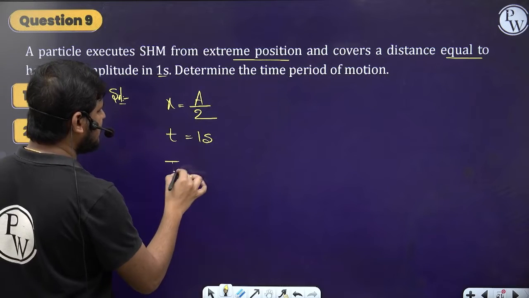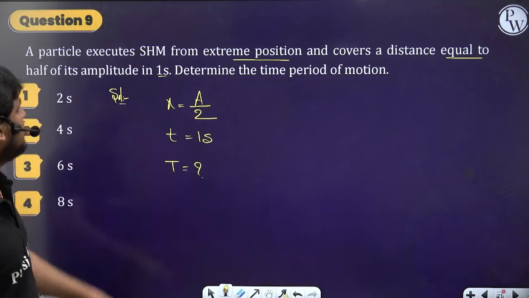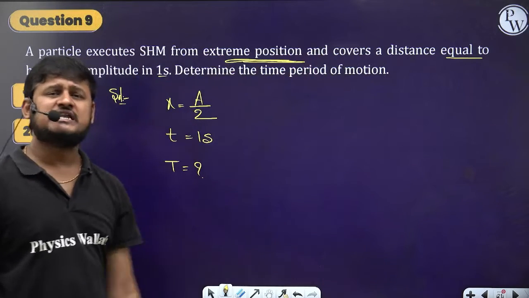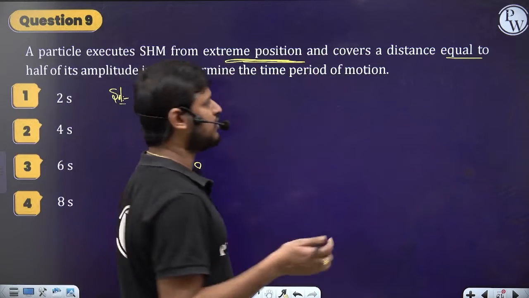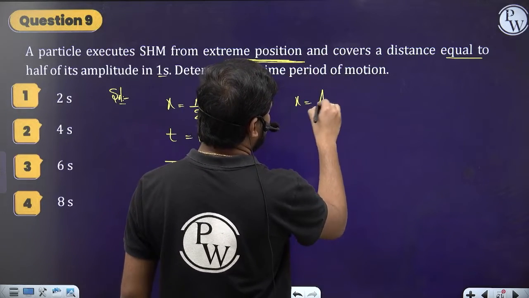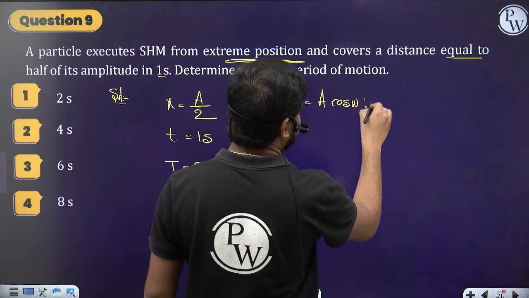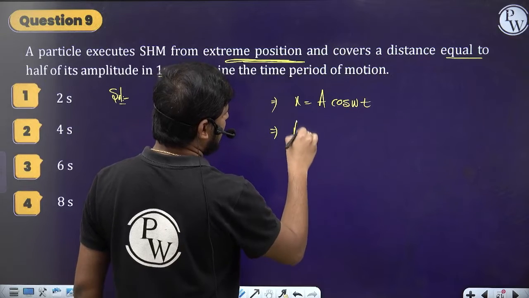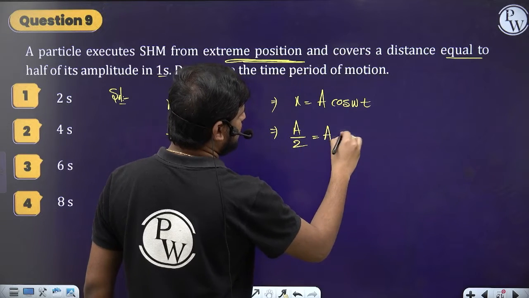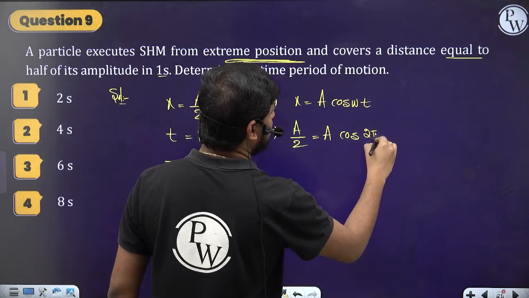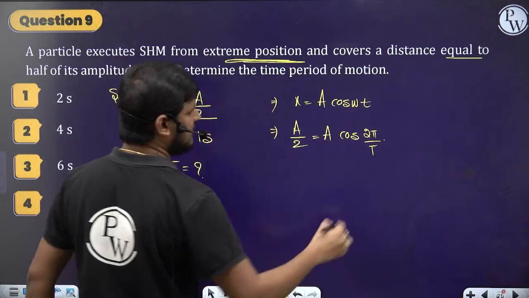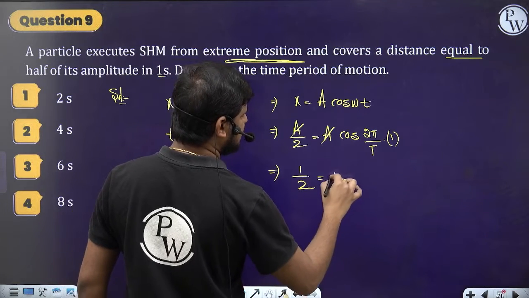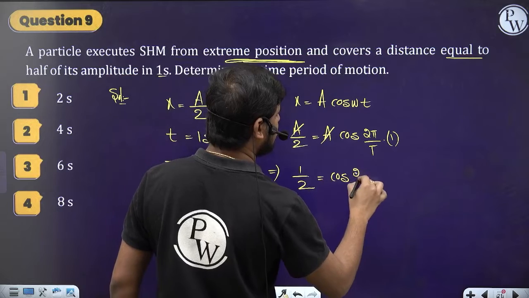So what we have to calculate? T is equal to what? Capital T. The particle executes S.H.M from the extreme position. I will consider the right extreme, the most popular one. So what is the right extreme formula? A cos ωt. Yes, sir. So the displacement is given, A/2, which is A into cos. In place of ω, I am writing 2π/T. In place of time t, I am writing 1. So A cancels, 1/2 is equal to cos of 2π/T.